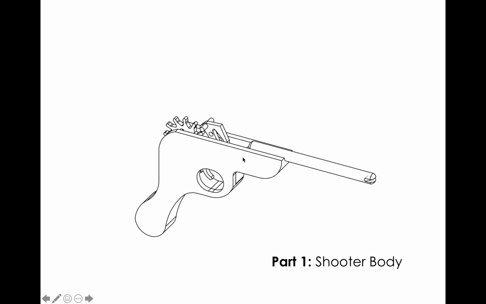So the shooter body is this piece here, okay? And it has a little interior section to it, right? There's a little bit of an interior space that's going to hold these components, okay? And it's also going to create this well for the barrel.